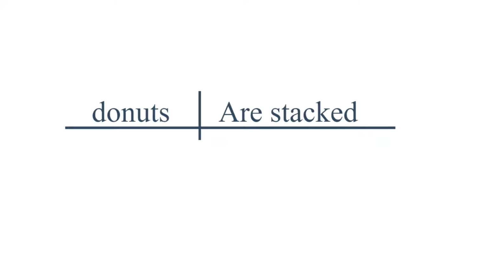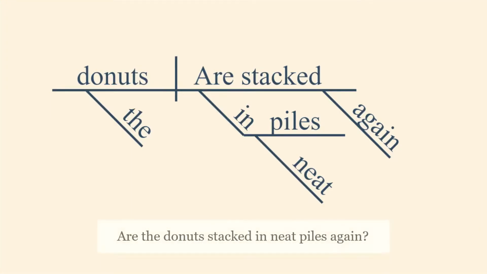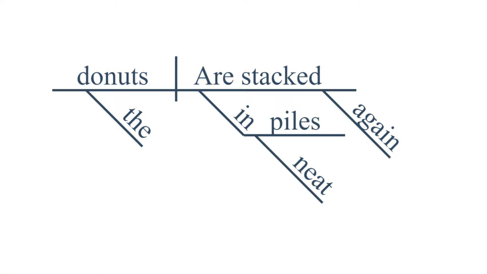So here we see the capitalized A because it's the first word in the sentence. And now we can start modifying the sentence. Which donuts? The donuts. Are stacked when? They are stacked again. Are stacked how? And they are stacked in neat piles. So the sentence is, are the donuts stacked in neat piles again? And this is how a typical question would look when diagrammed.